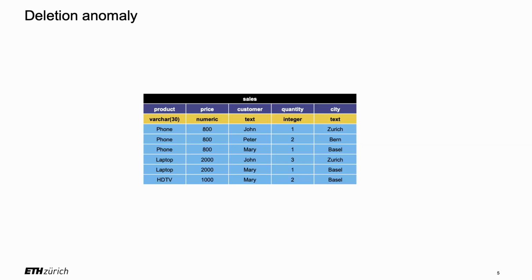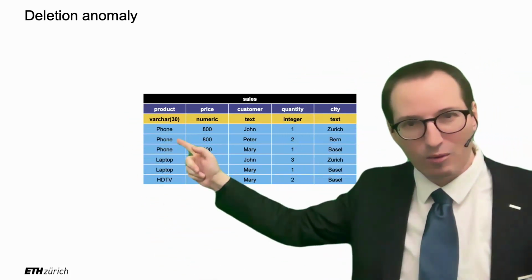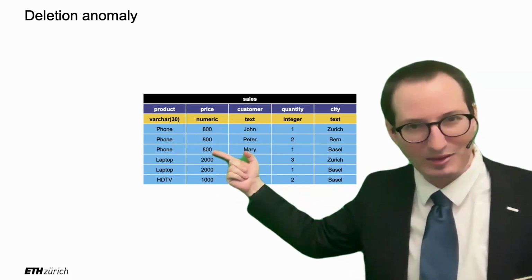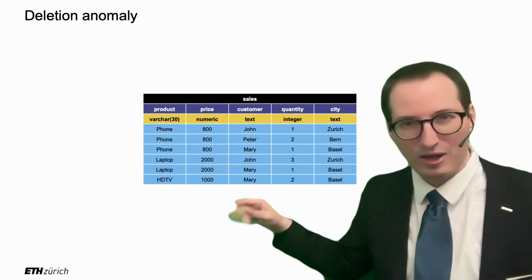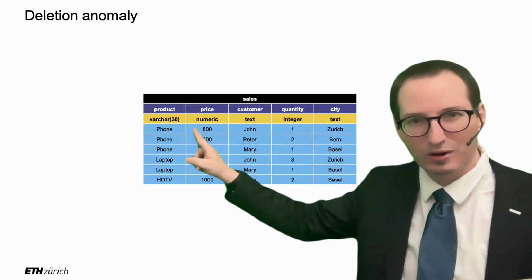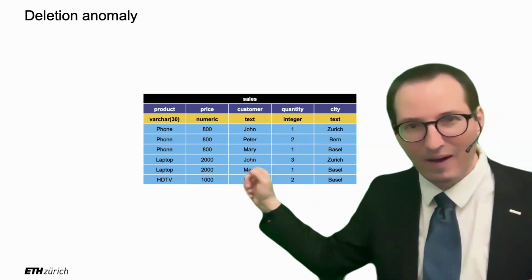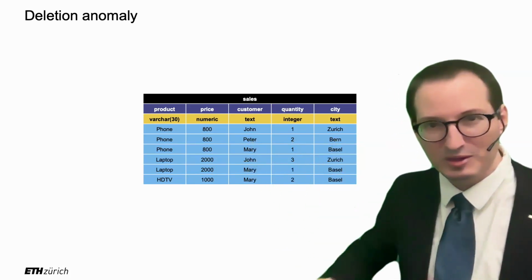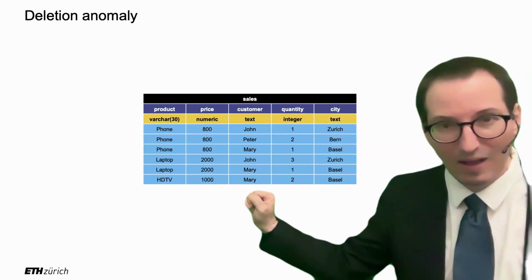So here's the thing. You see that I'm selling phones, laptops, TVs. What's the price of the phone that I'm selling? Well, it's 800 francs, right? The price of the laptop is 2,000 francs. The TV costs 1,000 francs. And here, these are my sales. So for example, that phone for 800 francs was bought once by John, who is from Zurich. It was also bought twice, a quantity of 2, by Peter, who is in Bern. And it was also bought once by Mary, who is from Basel.